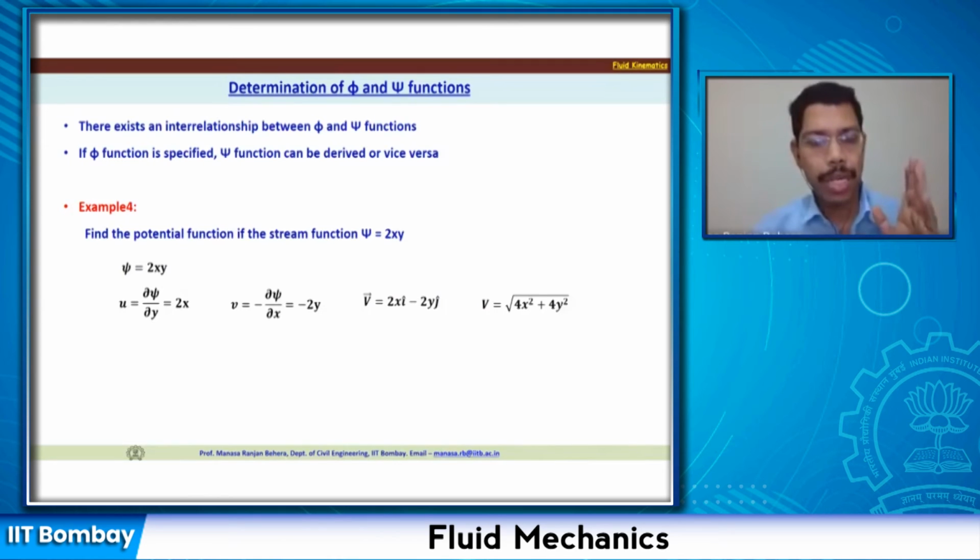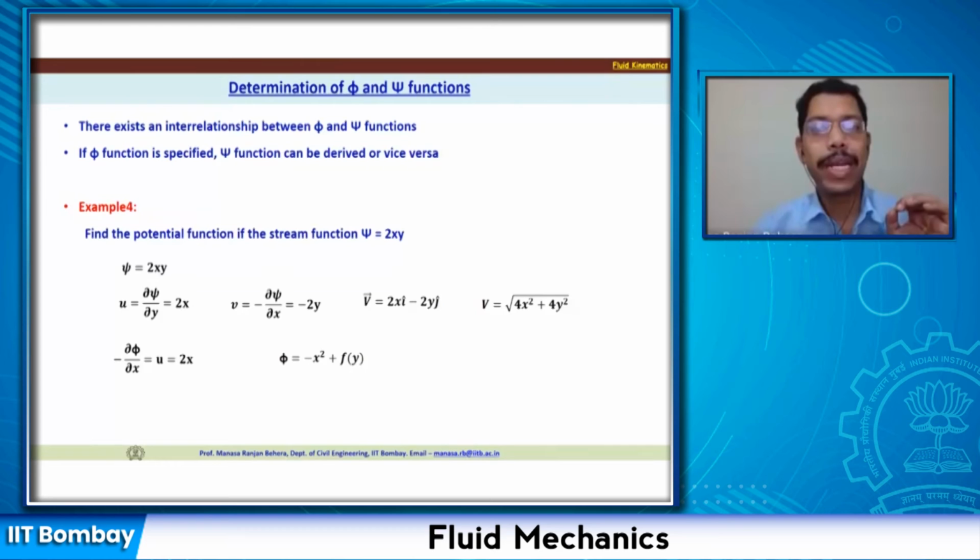Now let us see, as I was discussing, to find out the phi function. So if I equate that, minus dou phi by dou x is equal to u, that is equal to 2x. Now from this, if I integrate, I can find out what is the value of phi. So if I integrate, I will be able to write down minus x square plus f(y).